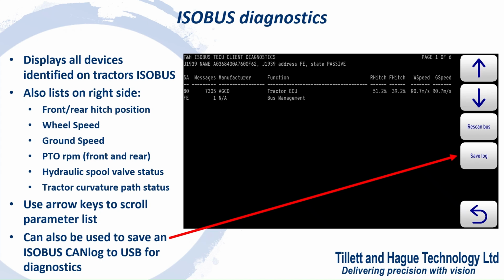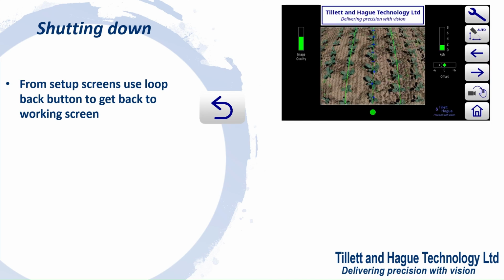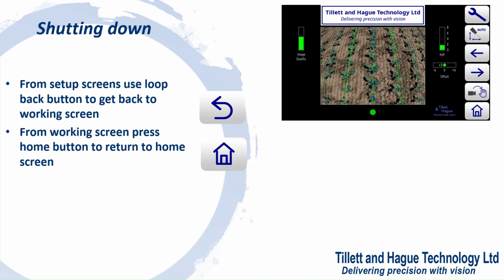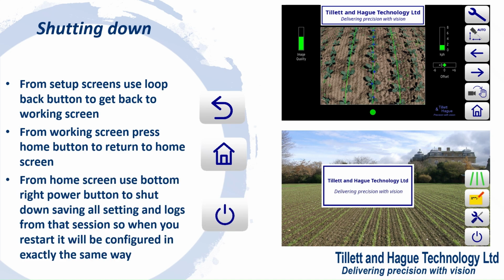The system may retain its settings if power is interrupted, but like any computer, it is much safer to power down properly. In this case by using the power down button on the home screen. From any of the setup screens, press the loopback button to return to the working screen. From the working screen, press the home button to return to the home screen, where you can press the bottom right power down button, saving all settings and logs from that session.